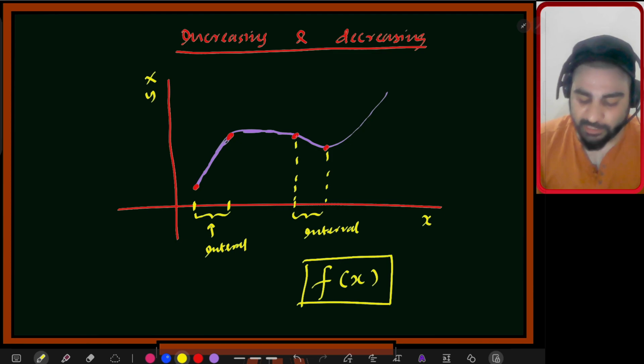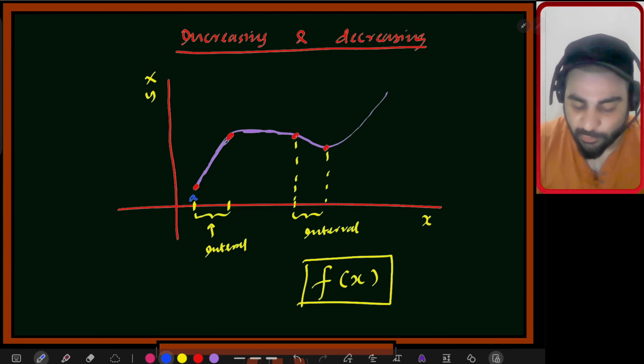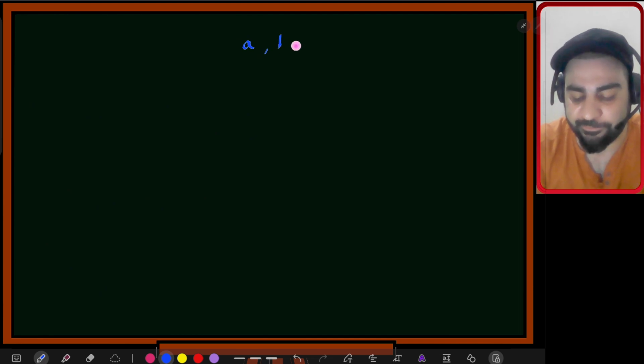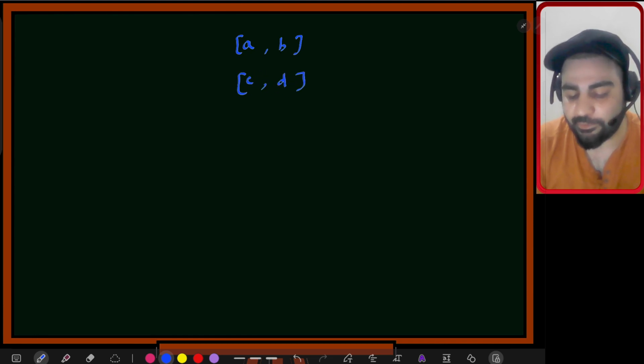So now let's call this point a. We'll call this point b. We'll call this c. And we'll call this d. Okay, you know now that this a comma b is an interval. Okay, I'll include both of these points. This is a closed interval, and this c comma d again is an interval. So both of these are intervals.